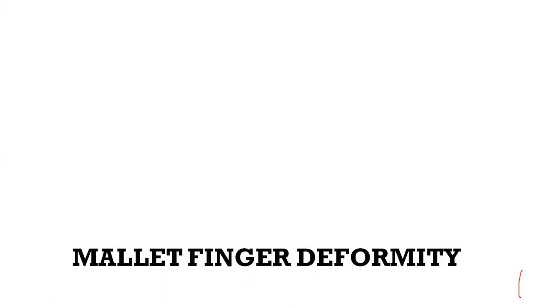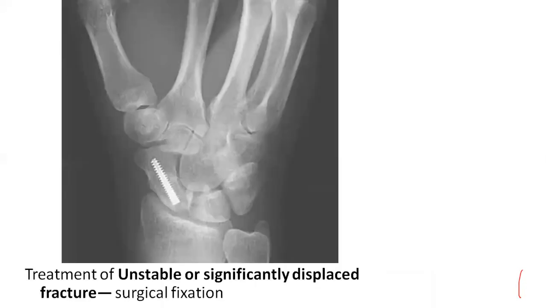The mallet finger deformity will be discussed in the next lecture. That was enough for today. So we discussed the different mechanisms of injury, as well as the signs and symptoms, and then some rehabilitation and treatment, as well as some radiographic views and radiographic discussion about the scaphoid fracture, which is very common and one of the most common fractures in athletes.